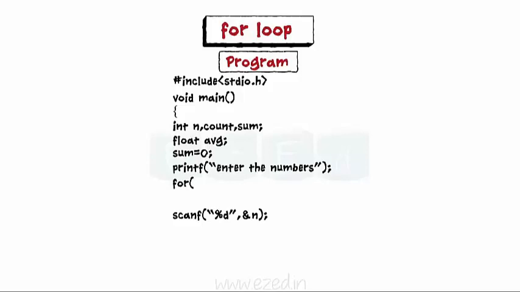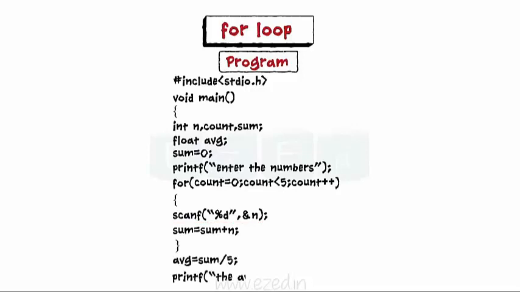We need to use for loop here. In the for statement, the counter count is initialized to 0. The test condition is placed here along with which counter is incremented. Inside the loop, scan 5 consecutive values and add the number to the value stored in sum. Find the average and finally print the average.